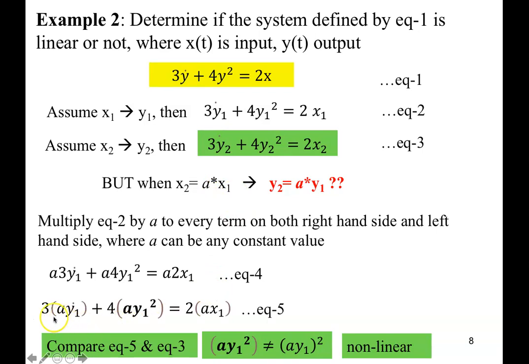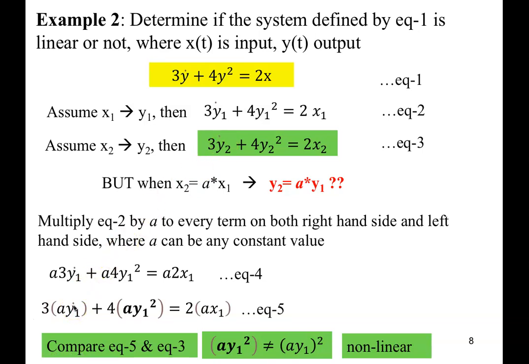On the left-hand side, the first term is 3 times a y1 dot in equation 5. In equation 3 it is y2 dot. So y2 dot equals a times y1 dot, which is also good because y2 equals a y1. Therefore y2 dot equals a times y1 dot, since a is a constant. So that first term on the left-hand side also matches.